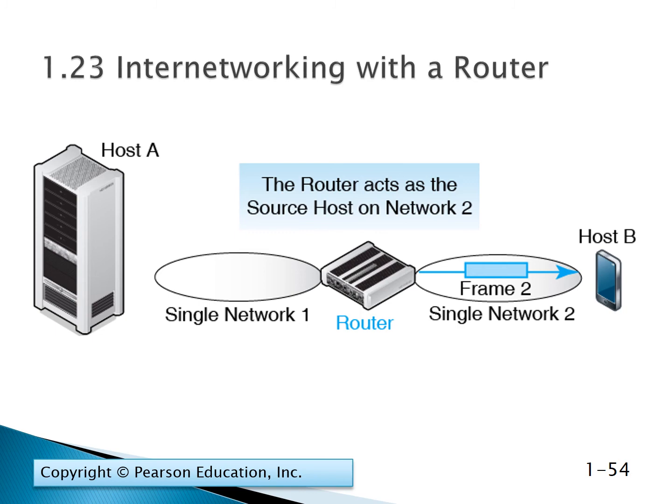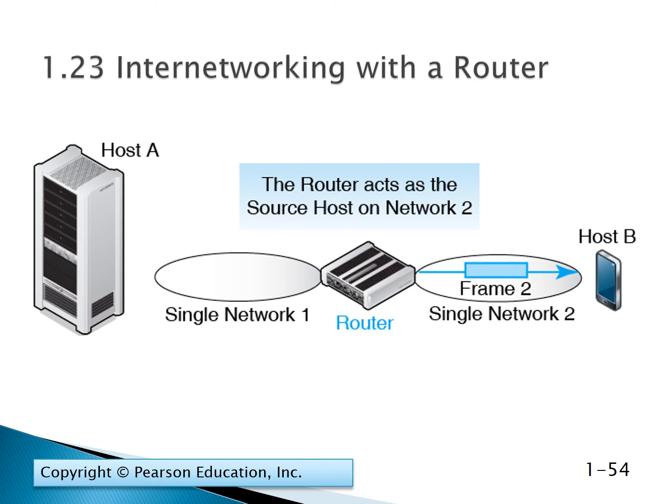And I need to put the data into another envelope. So that is the header of frame 2. I put it into another envelope. I write the Chinese address on the envelope that is understood by the post office in network 2, right? Then I can send the message successfully to host B on this network using the protocol of this network.